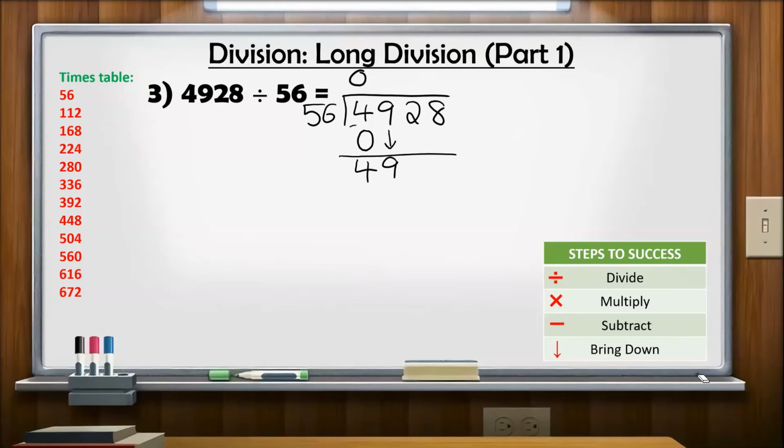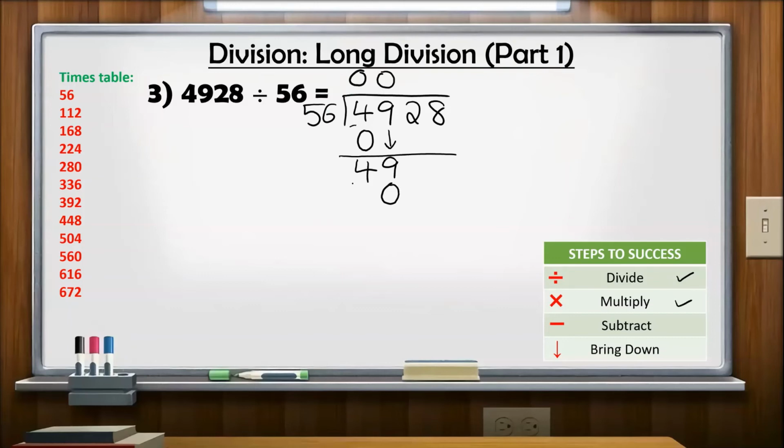So first I'm going to ask myself, how many 56s can I get into 49? And the answer you can see from my times table again is 0. So I'll place my 0 here in my answer like this. The next step I'm going to do is multiply my divisor with my answer. So 0 times 56 is 0. So I'm going to place my 0 underneath my 49 like this.